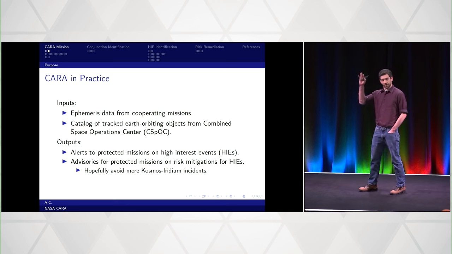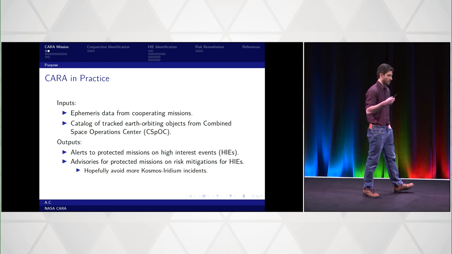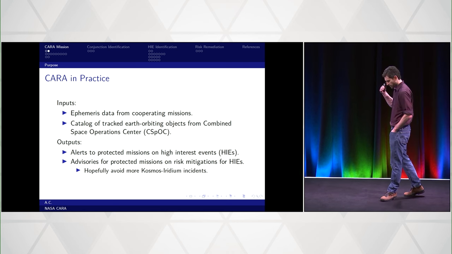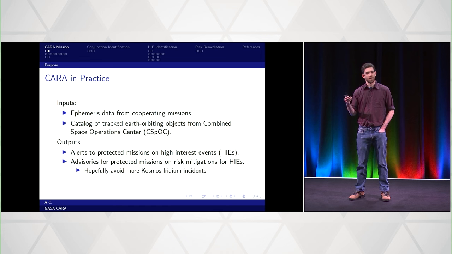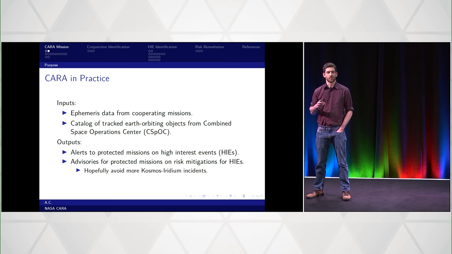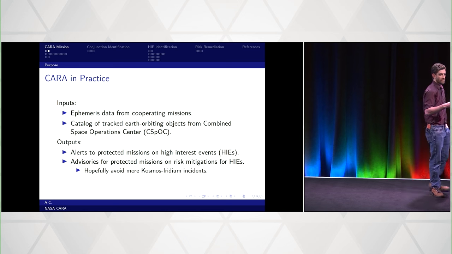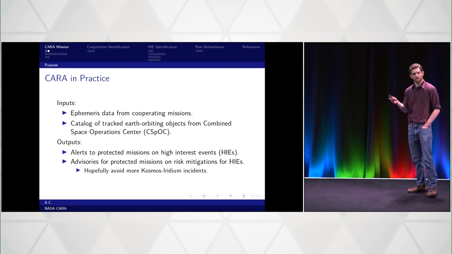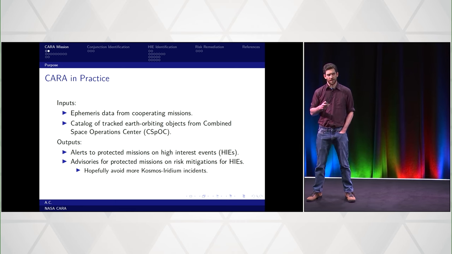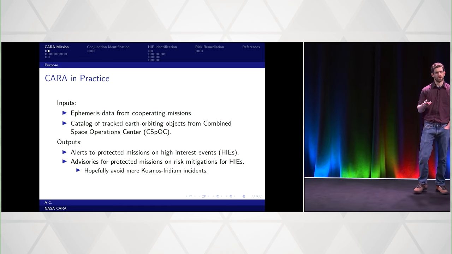So once we have these, at the start of the pipeline, we push it through. We're going to talk about what happens while we push it through a little bit later. At the end of that pipeline, we want two things. One, we want notifications to protected missions about when there's a high interest event coming up. High interest event, or HIE, being the term of art for a conjunction with a significant risk of collision. And then we also want advice for the missions when they have an HIE on what they can do to remediate that. The end goal being the avoidance of more incidents like the Cosmos Iridium incident, which for those of you that weren't tuned into the news, in 2009, a defunct Russian military satellite and a live telecom satellite smashed into each other rather spectacularly. Thousands of pieces of debris generated in the process.